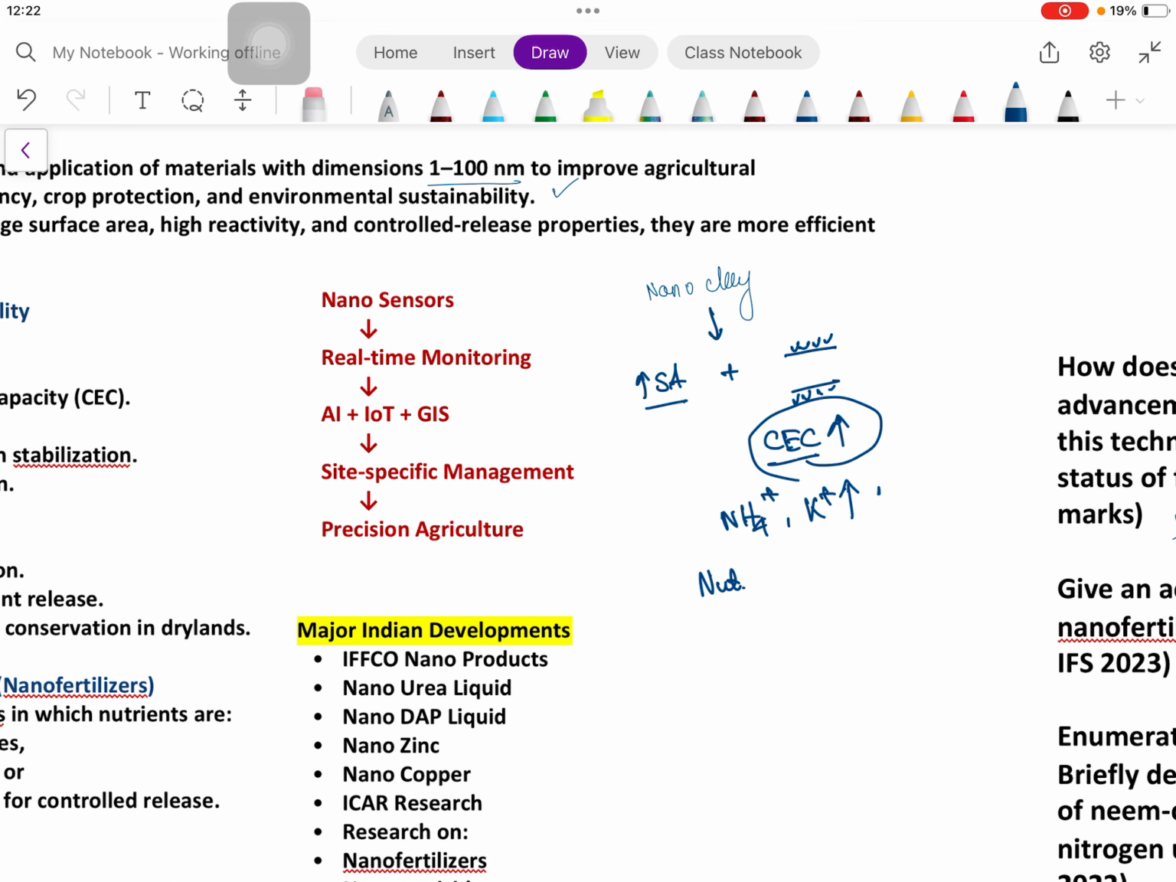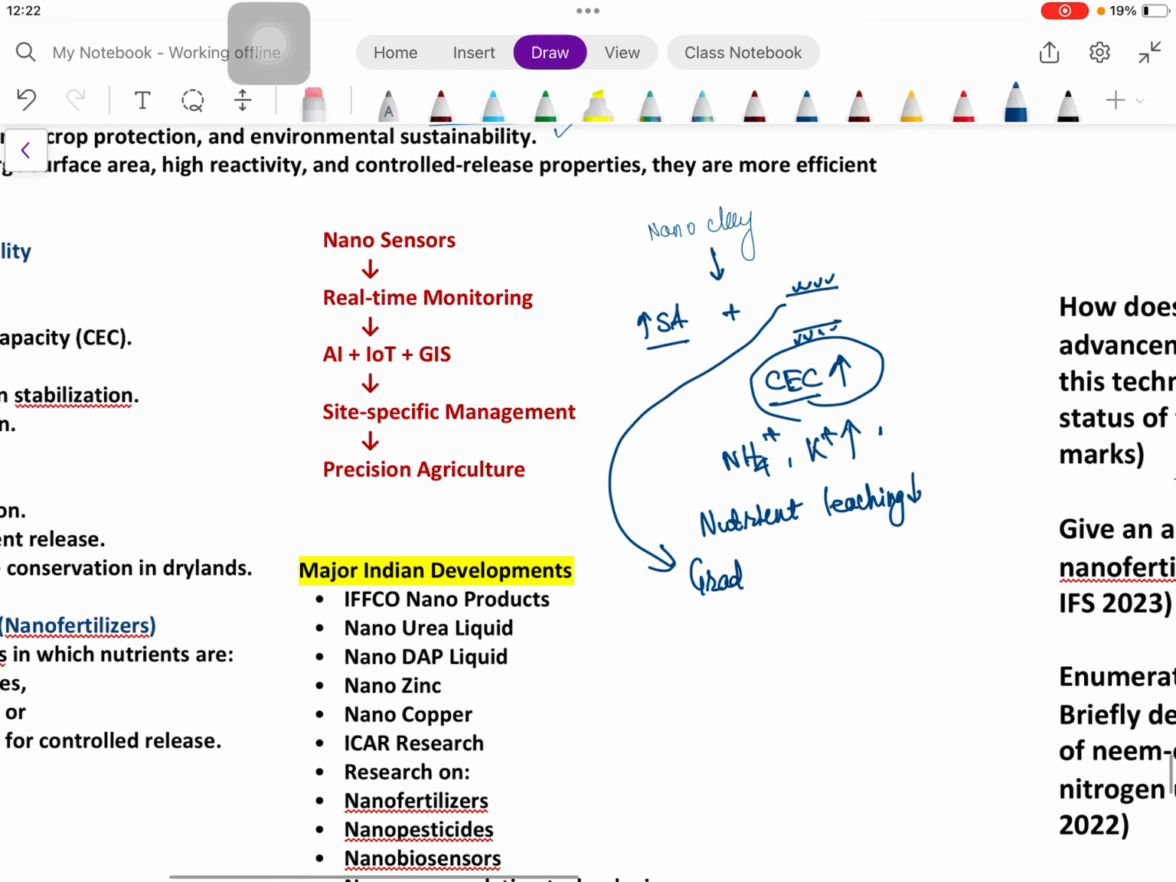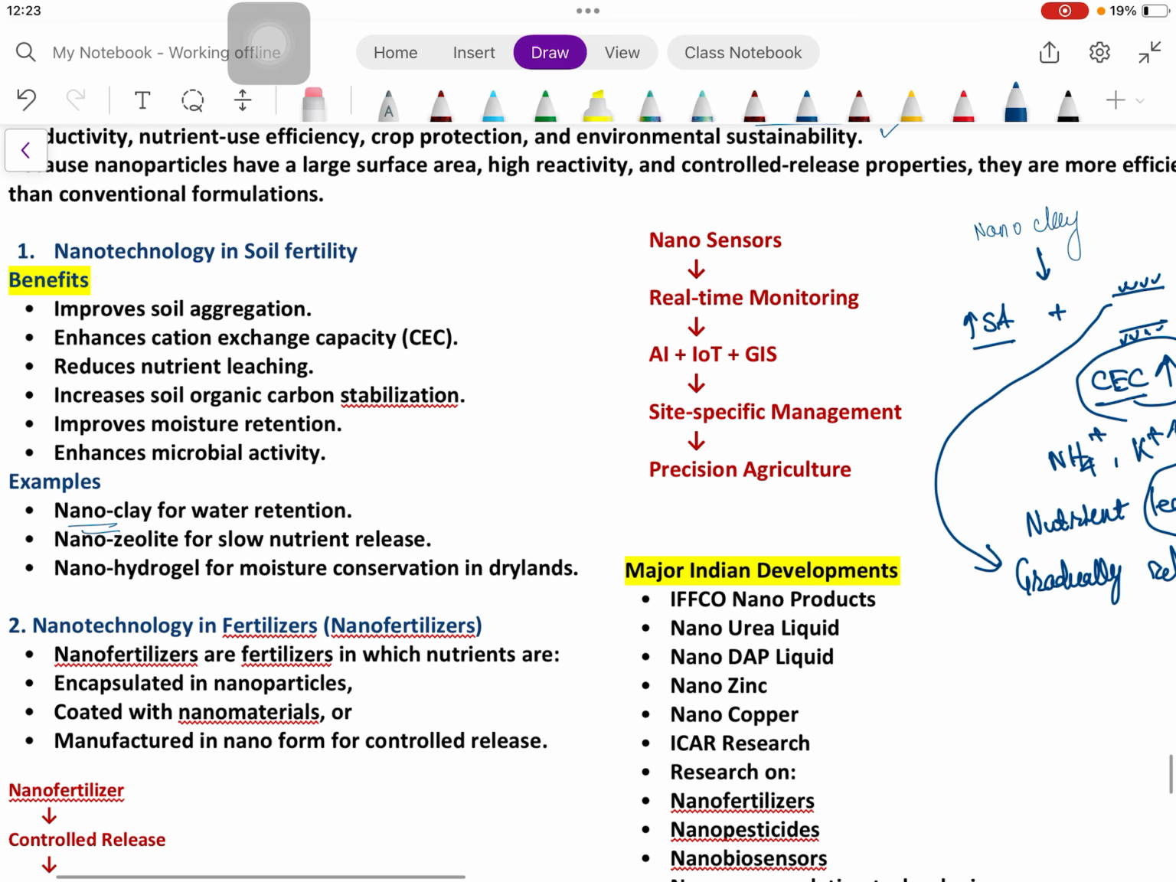So we can say nutrient leaching decreases. When nutrient leaching decreases, from these adsorbed surfaces the nutrients are gradually released into the soil solution, and the plant can use that nutrient because it is not lost through leaching. Whatever is released from the charge surface or exchange site, the plant can utilize. So nutrient availability increases.